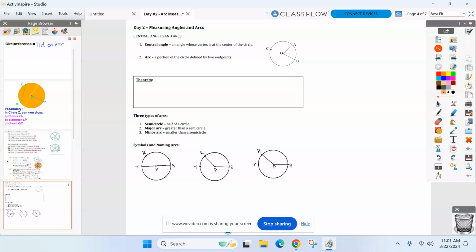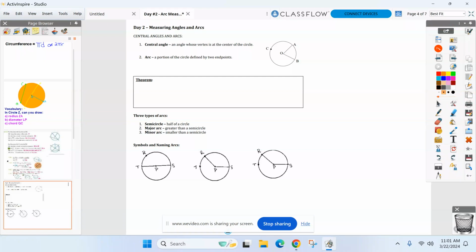More parts of a circle, more vocabulary. First part is a central angle. Now look, guys, this whole unit, however many days it is, I'm going to show you a lot of angles that can be drawn inside and a lot of angles that can be drawn outside the circle. This is your first one that can be drawn inside, which is a central angle.